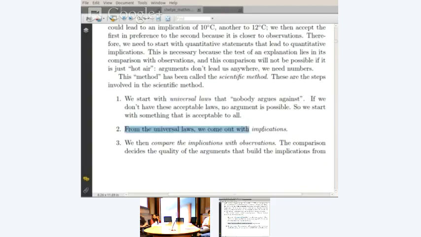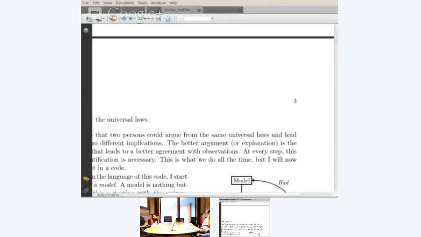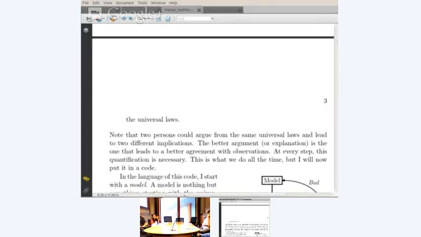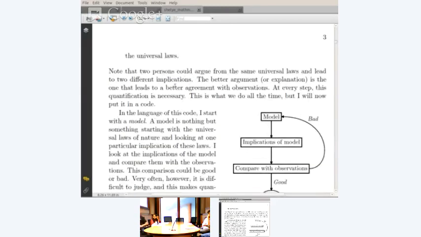Based on these laws, we come out with implications quantitatively. And we compare these implications with observations. The comparison decides the quality of the arguments that build the implications from these universal laws. So two persons could argue from the same universal laws and lead to two different implications. Happens all the time.